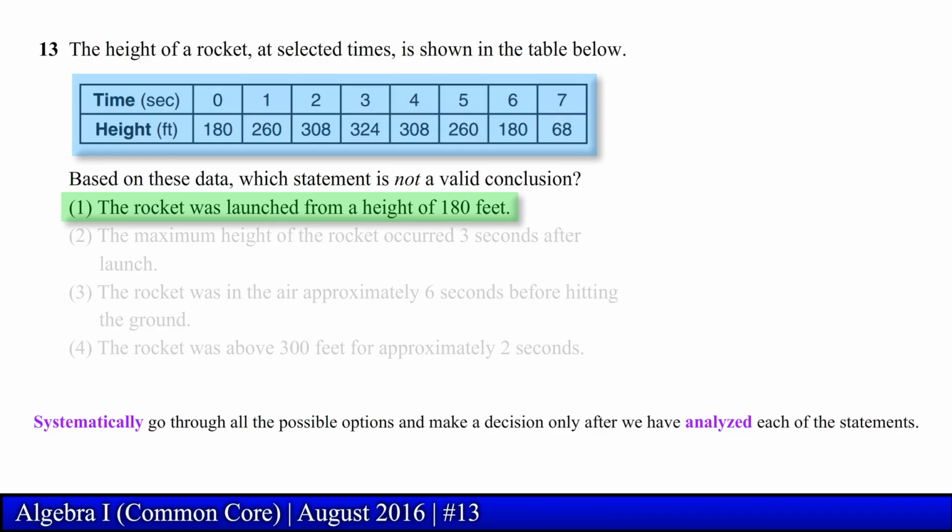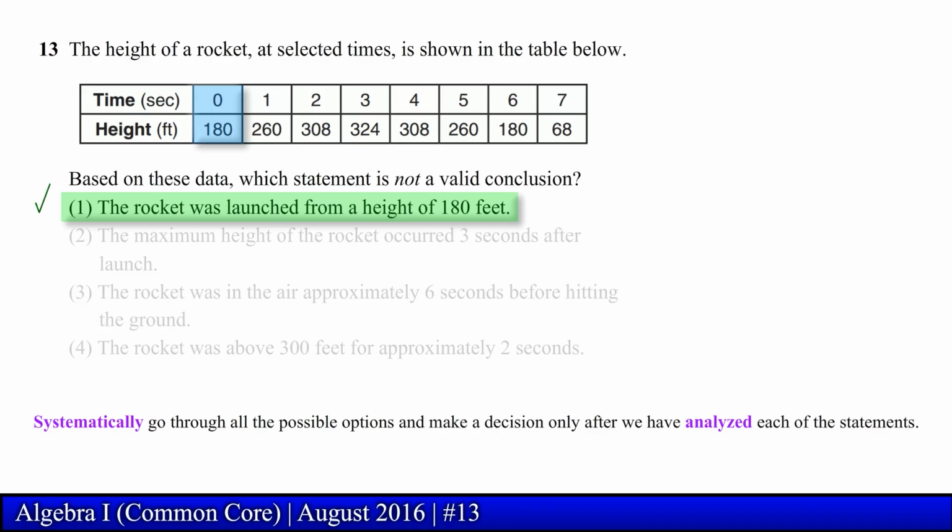The data table contains 2 distinct measurements, time in seconds and height in feet. The moment when the rocket launches, the timer begins, so at 0 seconds, we see that the rocket was at a height of 180 feet, so option 1 is a valid conclusion.